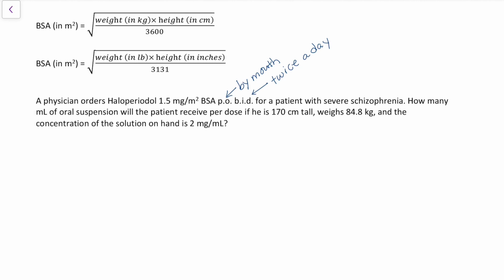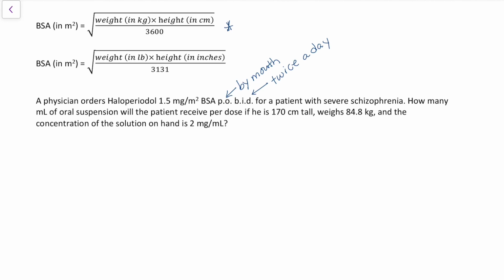Okay, so the first thing that we need to do with dosage calculations is figuring out how much per dose. In this particular question, the dosage is given based on their body surface area. So I need to figure out this patient's body surface area. Now we're given 170 centimeters and their weight in kilograms.